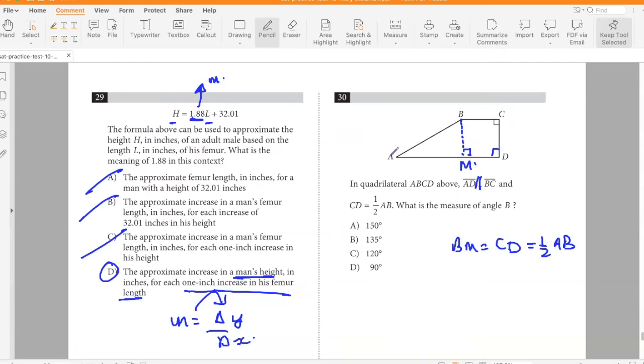Now, if BM is half AB and if this angle is theta, then I can say that sine theta will be 1/2, because sine theta will be perpendicular over hypotenuse and we know that BM is half AB. And if sine theta is 1/2, then theta has to be 30 degrees because sine of 30 is half. So angle A is 30. That means this angle has to be 60 because this is a 30, 60, 90 triangle. And this is perpendicular. So angle B will be 90 plus 60, which is 150.